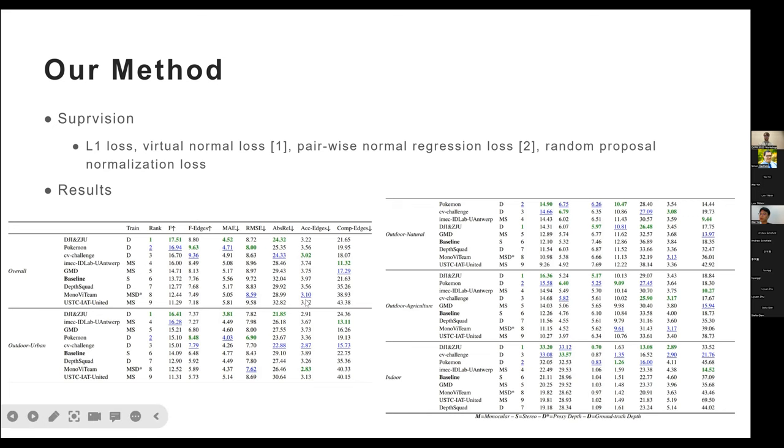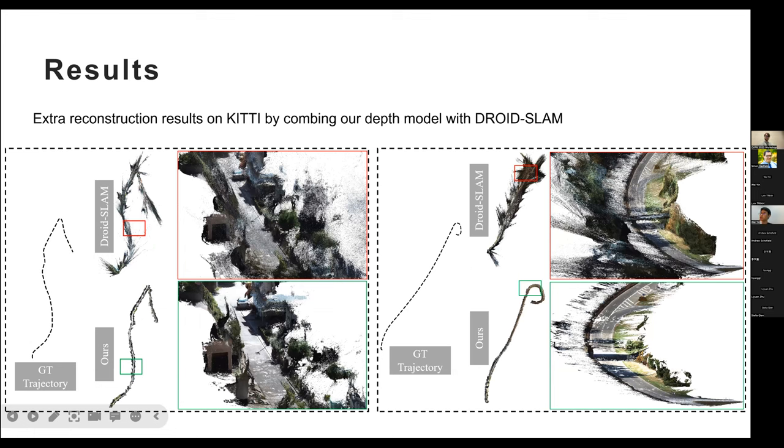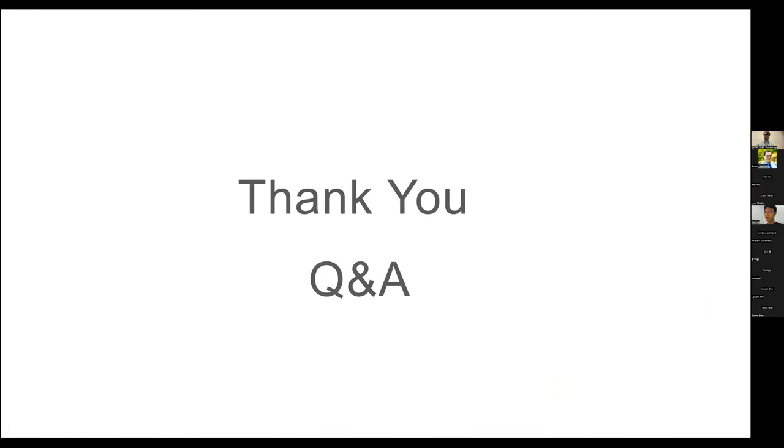More results, apart from that, we want to show KITTI. Actually, as KITTI is not included in our training, KITTI is also a zero-shot testing. And we combine our model with DROID-SLAM, and we found that our model can do metric SLAM. I mean, the reconstructed point cloud actually has the metric shape. We can measure the size of the cars from the reconstructed point cloud. And we also found that the trajectory is much more accurate than the original DROID-SLAM. Yeah, it seems it can alleviate the scale drift problem. Yeah, that's all. Thank you.